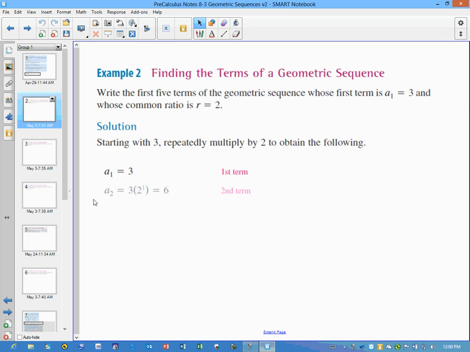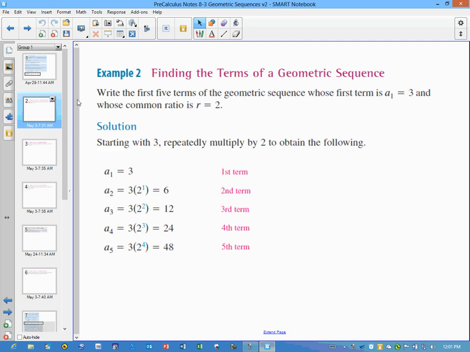To get a sub 2, we simply multiply this times 2 to get 6, or using the nth term, it would be 3 times 2 to the 1. And then if we multiply by 2 again, we're going to get 12. If we multiply by 2 again, we're going to get 24. And multiply by 2 again, we're going to get 48. Or you can use the general term to jump straight to it by saying 3 times 2 to the n minus 1, n being 5, would be 3 times 2 to the 4th, which is 48. Alright, so that would be our first 5 terms.